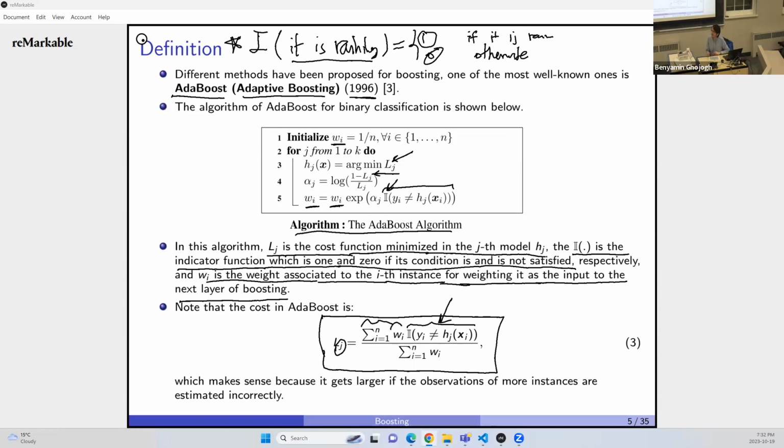But I'm weighting them as well, with wi. So the points are being weighted. If I don't have wi, the summation of the indicator function basically counts how many points are being misclassified, or wrongly predicted, by the jth model. But now I'm weighting them. And also in the denominator, I have the summation over all of the weights, because I want Lj to be between 0 and 1. As it is between 0 and 1, you can see it as the probability of error for the jth model, and we want to minimize it.